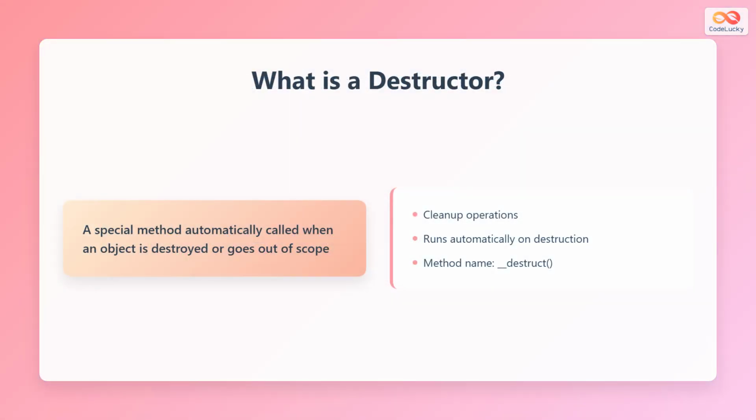Now let's talk about destructors. A destructor is another special method that is automatically called when an object is destroyed or goes out of scope. It is primarily used for cleanup operations, such as closing database connections or releasing file handles. The destructor runs automatically on destruction, which means when the object is no longer needed, the destructor takes over. The method name for the destructor is __destruct(), open parenthesis, close parenthesis.